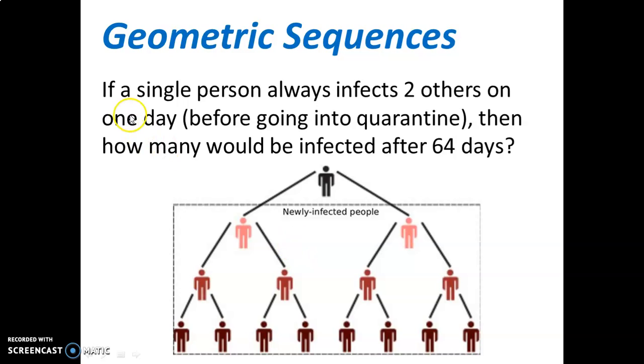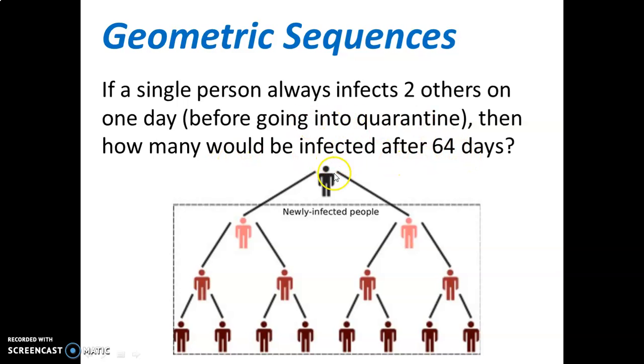So here's a situation we begin with. If a single person always infects 2 others in one day, so let's say there's a virus going around. This is something we're not familiar with in our world for sure. Let's say one person can infect 2 people each day, and then they go into quarantine. Then how many would be infected after 64 days?